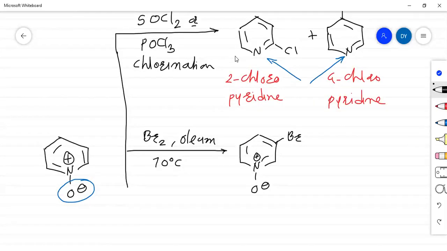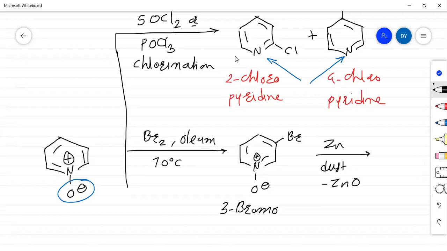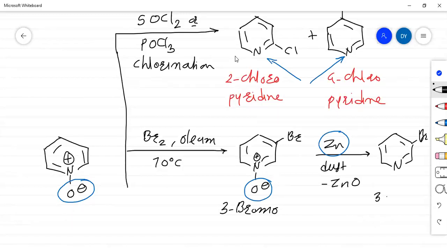So what is the name of this product? This product name is very simple, 3-bromopyridine-N-oxide. Now in this, when you add zinc dust, then zinc removes this oxygen as zinc oxide. Which oxygen? This oxygen is removed by zinc as zinc oxide, and the product we get is pyridine with bromine. Here the product is 3-bromopyridine. The name of the product is 3-bromopyridine.